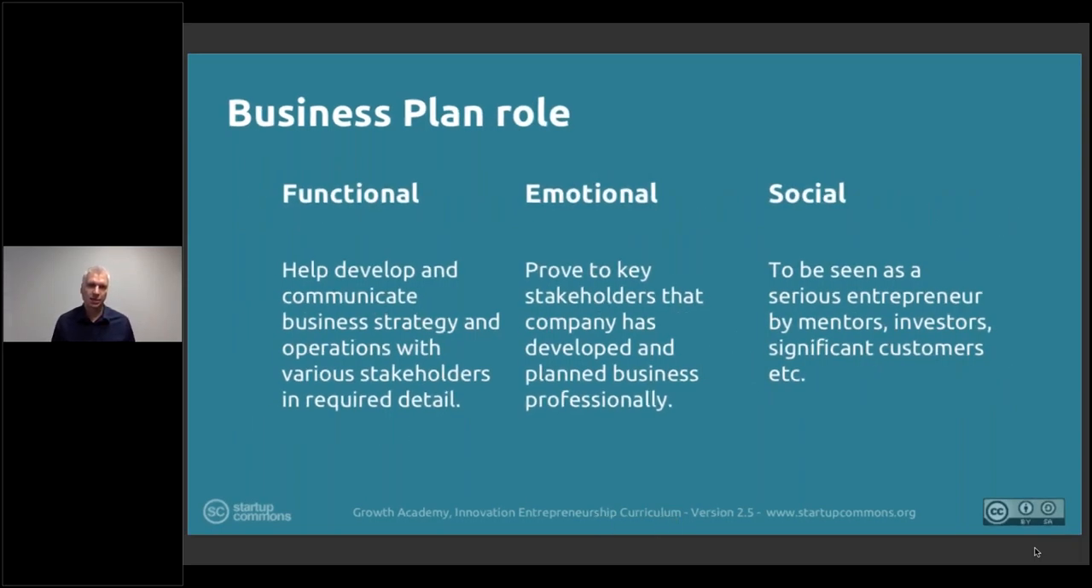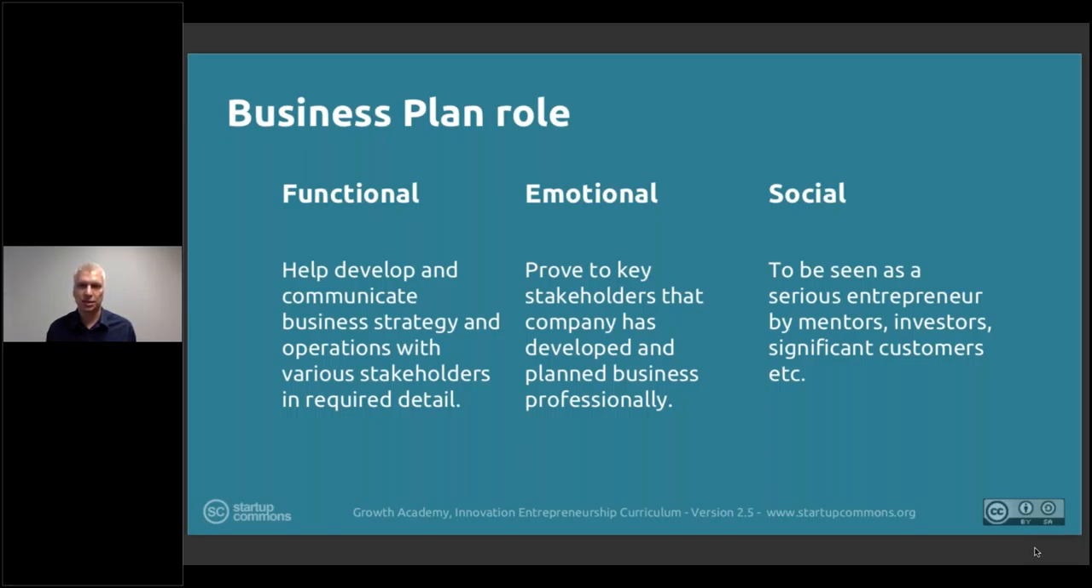So the business plan has multiple roles: a functional role to help develop and communicate, but it also has an emotional role in the organization. For our customers, it proves to key stakeholders that the company has developed and planned the business professionally. It's a tool. Whether they ever read it or not, if you can show a document and say, go ahead, read it, it's accurate, that's a strong message. But of course, the more it's full of assumptions and not real things, the wrong message it will send.